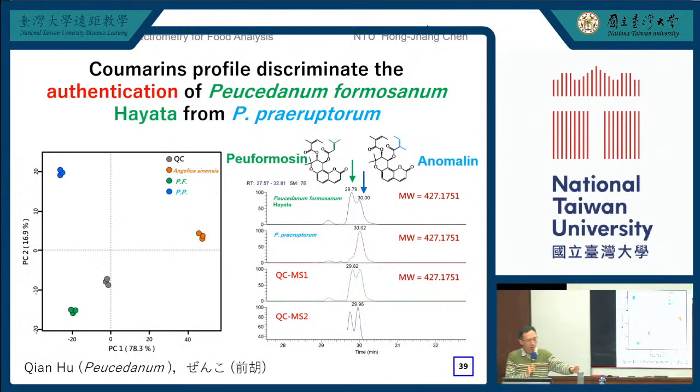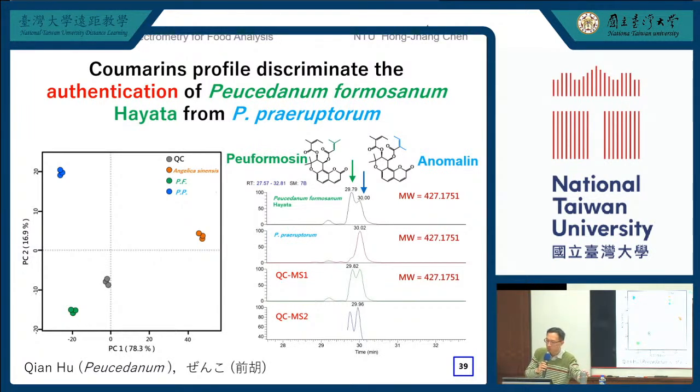This one is focused on the, sorry, I'm not sure how to pronounce this. This is Peucedanum. I'm not sure. It's called qianhu in Chinese medicine. It's a traditional Chinese medicine called qianhu. But this qianhu has different cultivars, so we can use the coumarin profile. In this case, we target the coumarin compounds to discriminate the authenticity.